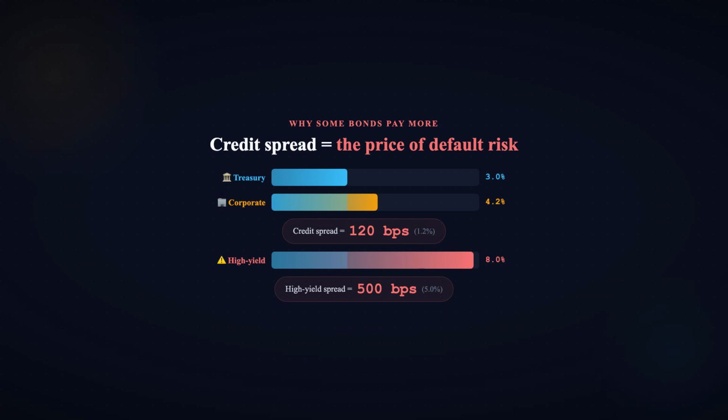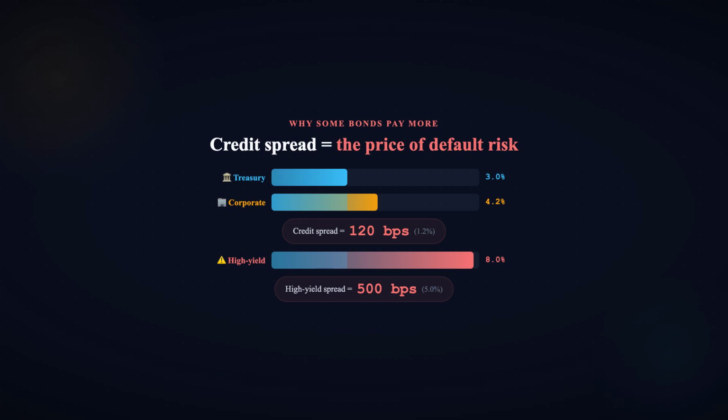A company can go bankrupt, can miss payments, can restructure its debt. There is real credit risk. To compensate investors for that risk, corporate bonds must offer a higher yield than treasuries of the same maturity. The difference is called the credit spread. If a 5-year treasury yields 3% and a 5-year corporate bond from a strong company yields 4.2%, the credit spread is 1.2%, or 120 basis points.